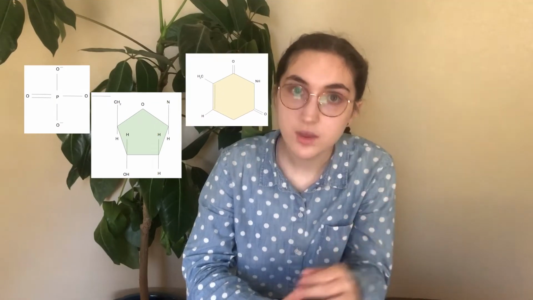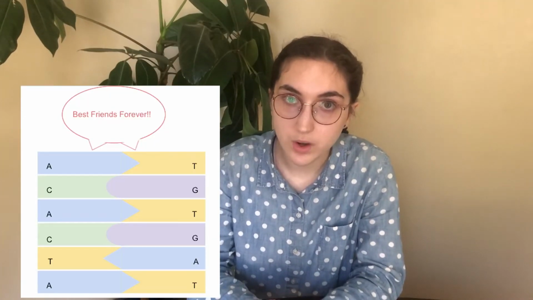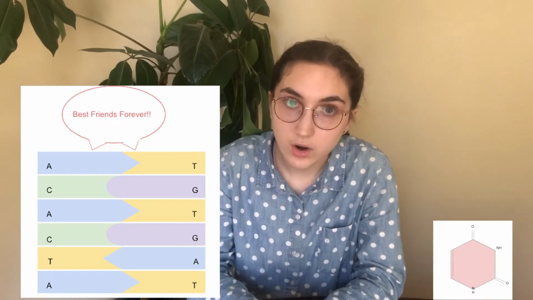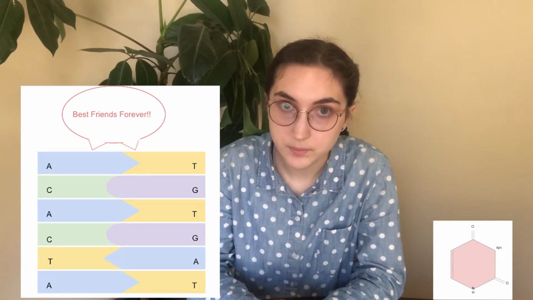DNA consists of three parts: a phosphate ion, a deoxyribose sugar, and a nitrogenous base. These make up a nucleotide. There are 4 nitrogenous bases: adenine, guanine, thymine, and cytosine. In RNA, thymine is replaced with uracil.